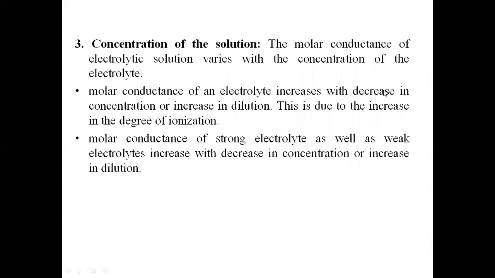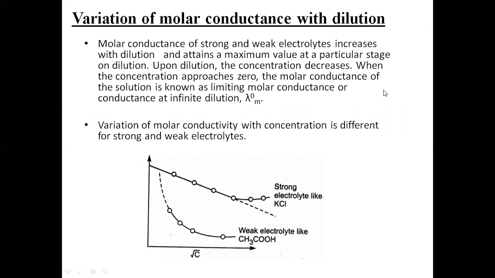This is due to the increase in the degree of ionization; the molar conductance increases with the decrease in concentration or increase in dilution. Molar conductance of strong electrolytes as well as weak electrolytes increases with the decrease in concentration or increase in dilution. Those are the three main factors that affect electrolytic conductance. Next, we move on to variation of molar conductance with dilution.